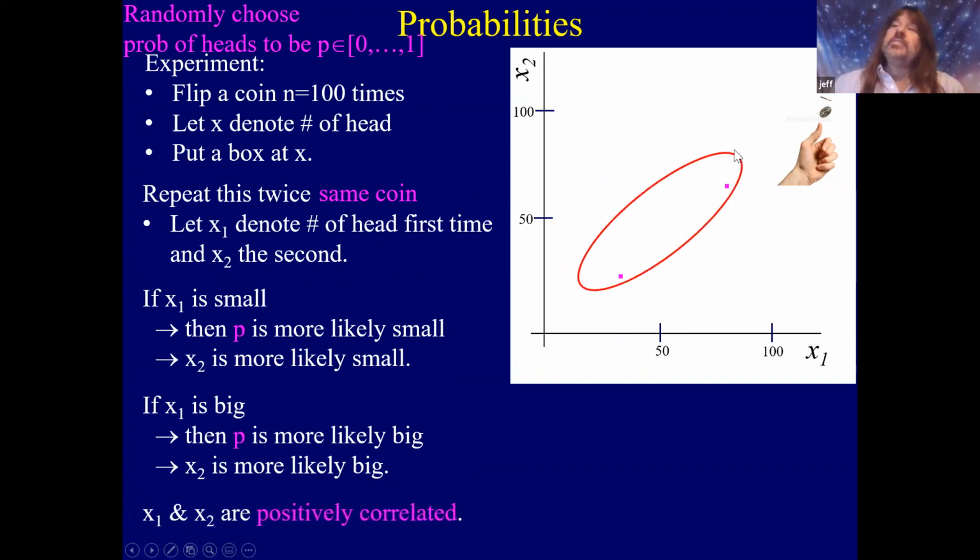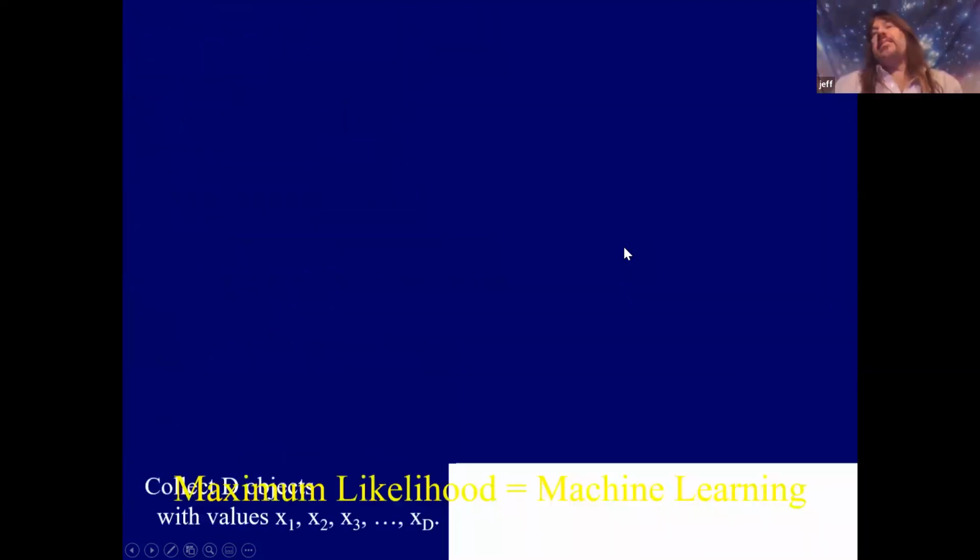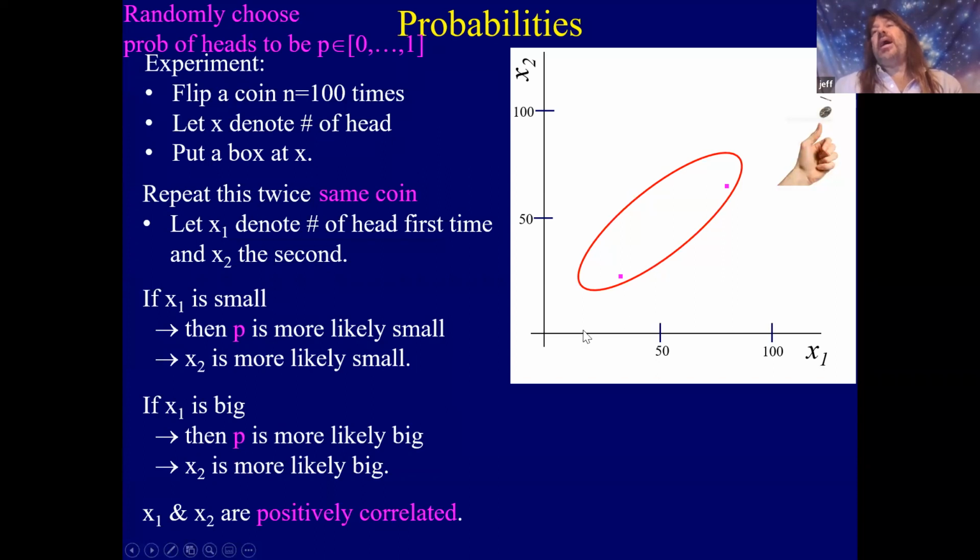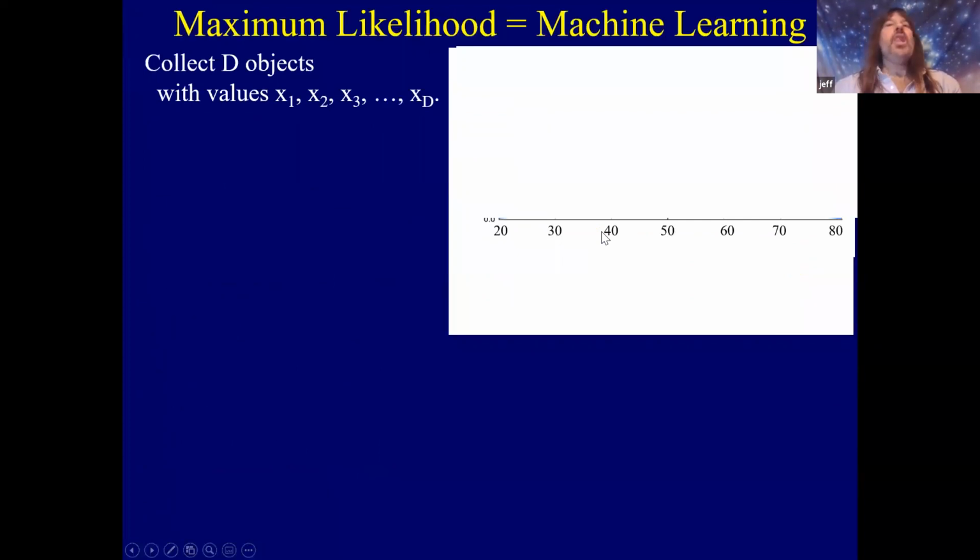And so when you plot all of these, every time we do this experiment, we get a new P, we flip the coin 100 times, and we do the 100 flips twice. If you plotted them, they would probably lie along some diagonal like that. The reason is that the value of x1 and the value of x2 are correlated, right? When one tends to be big, the other tends to be big as well. Does that make sense? All right.